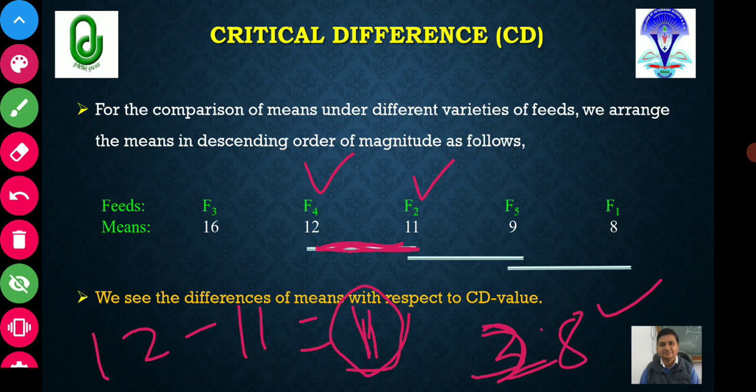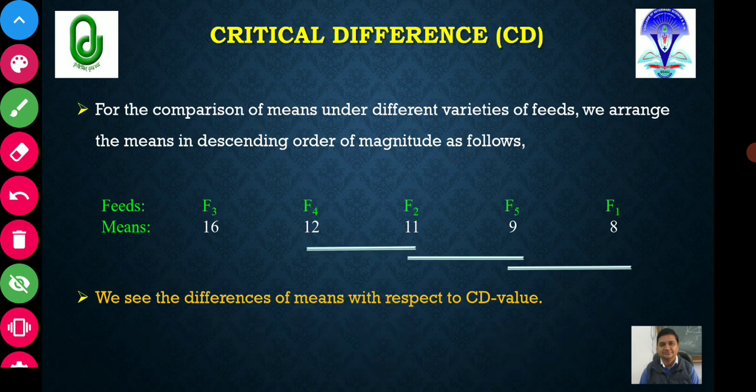You have to underline this means. Okay. Now you have to test the F4 with F5. F4 with F2 is not significant, so we have underlined it. Now you test F4 with F5. So how will you test F4 with F5?